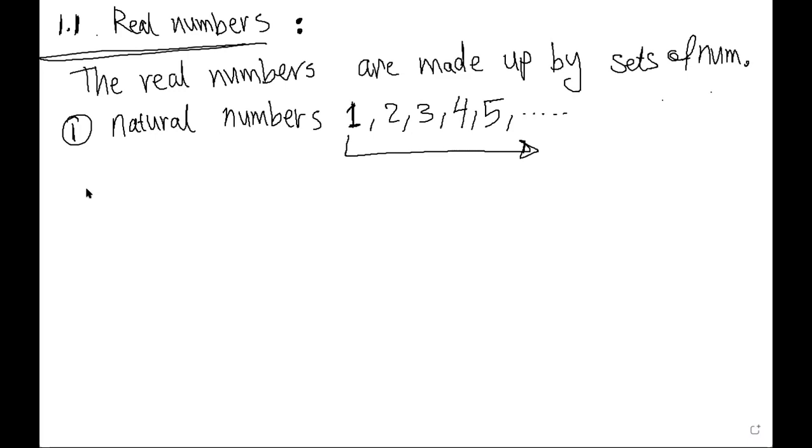So the natural numbers are 1, 2, 3, 4 to infinity. The second set that makes up the real numbers is called the integer numbers. So what are the integer numbers?